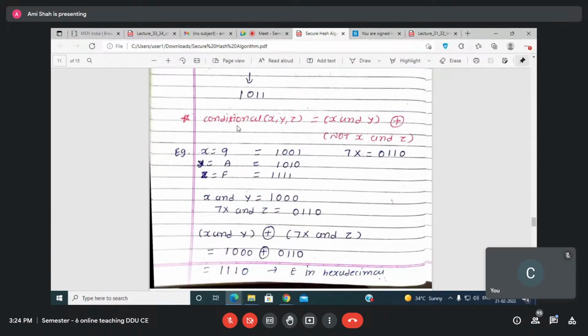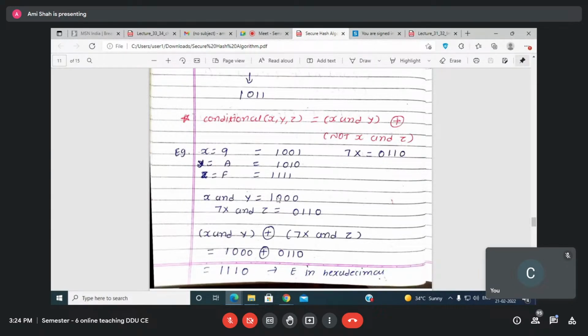So, what is the equation for conditional x, y, z? The equation is (x and y) xor (not x and z). This is the formula for conditional x, y, z. Let's say x is 9, y is a, and z is f. This is the binary of it, and not x means 0, 1, 1, 0. All of you know that.